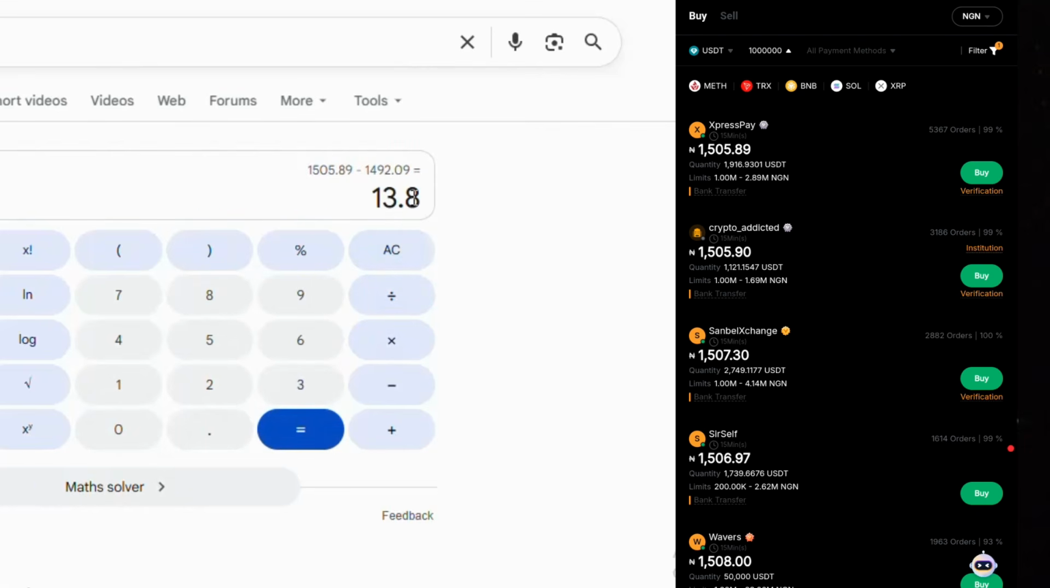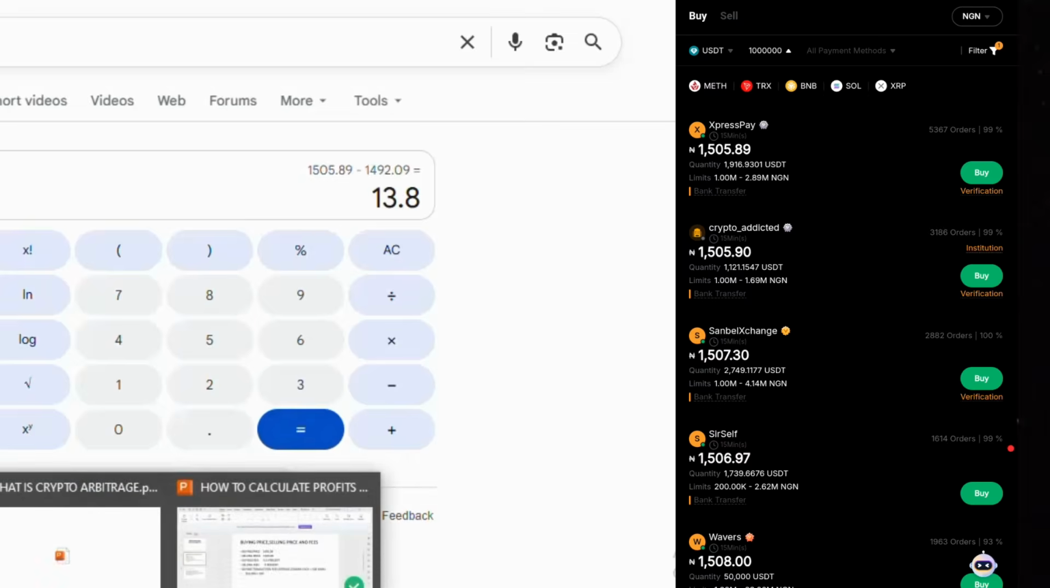You can see the profit margin is 13 naira per USDT. It can be less than this. It can be 13.8 naira profit margin per USDT. It can be less than this, it can be more than this. So let's go straight to the rules.